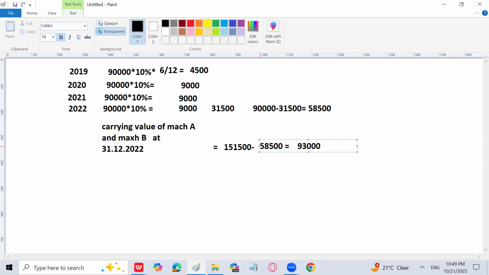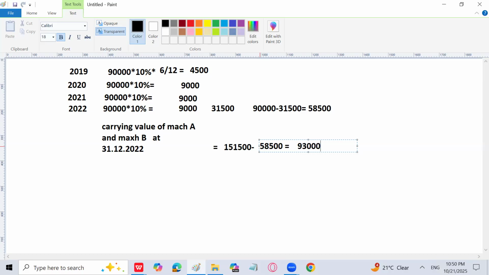Obviously, it is a tough part. Why? Because in the first part, the examiner has asked us to find the total depreciation on machine A for 2019 for 6 months, then 2020, 21, 22 for the whole year, 31,500. I can find the book value of machine A. 90,000 is the cost, minus total depreciation to date, 31,500. 58,500 is the carrying amount of machine A on 31st December 2022.